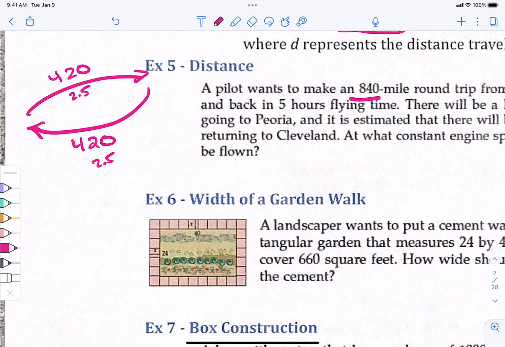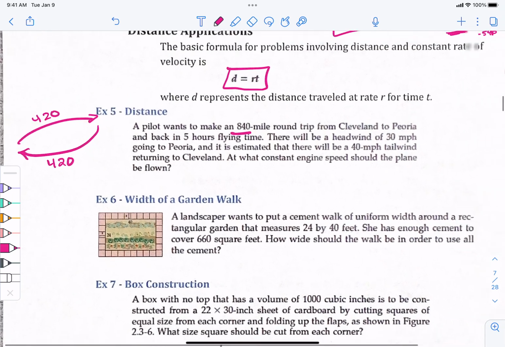No, not necessarily, because you could be going faster or slower against the wind, with the wind, that type of thing. So not necessarily 2.5 each way, right? But we do know that the distance is going to be the same, right? That should make sense. Back there and back is both 420, okay?